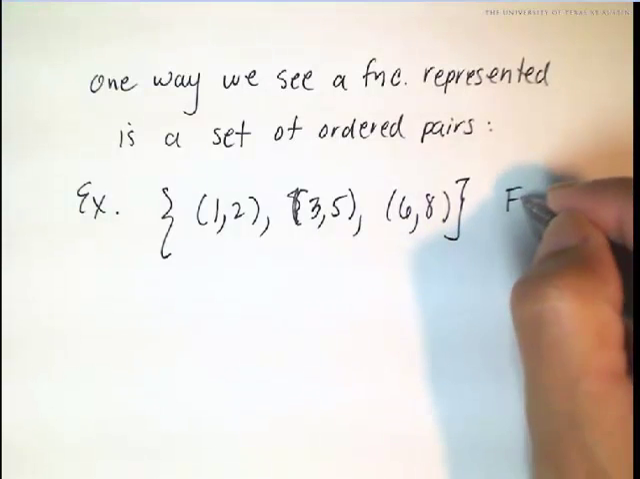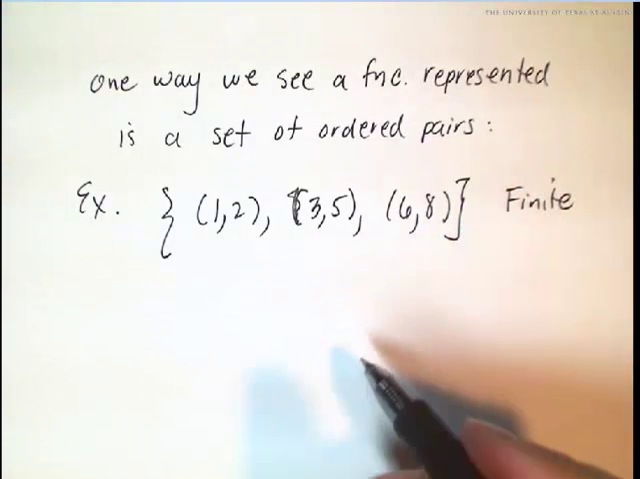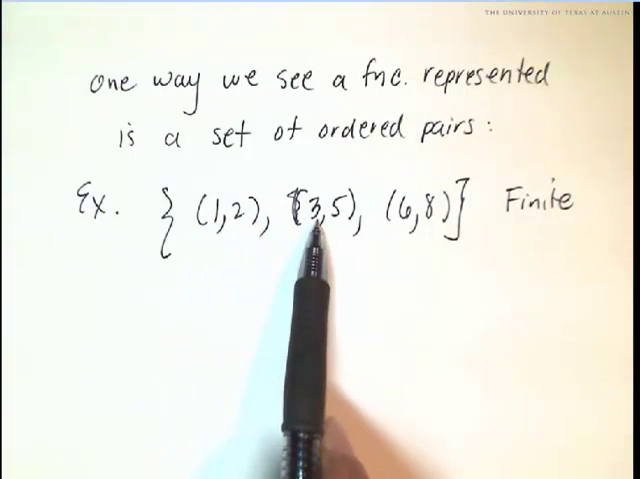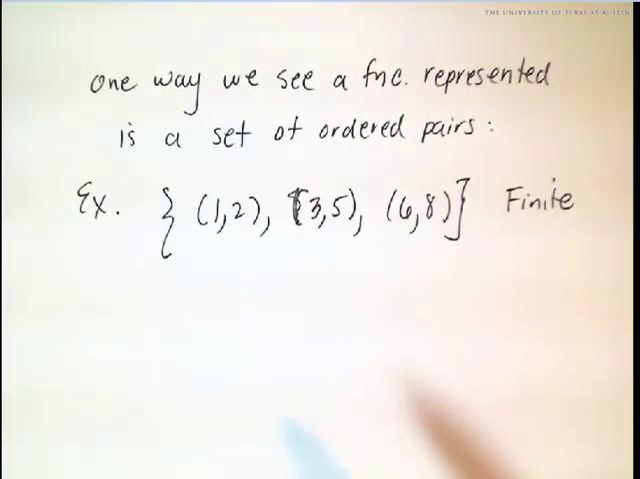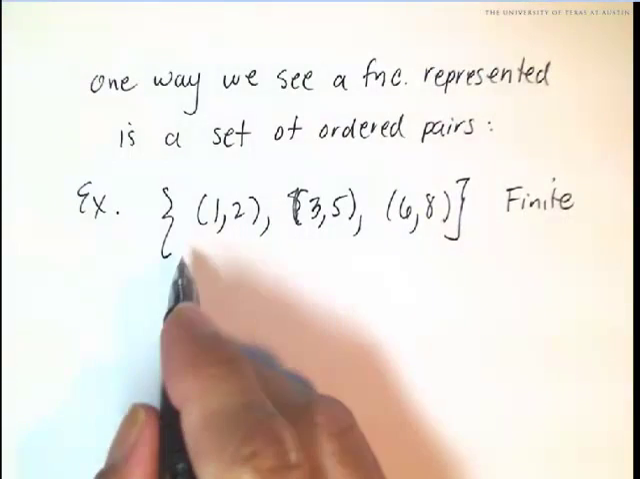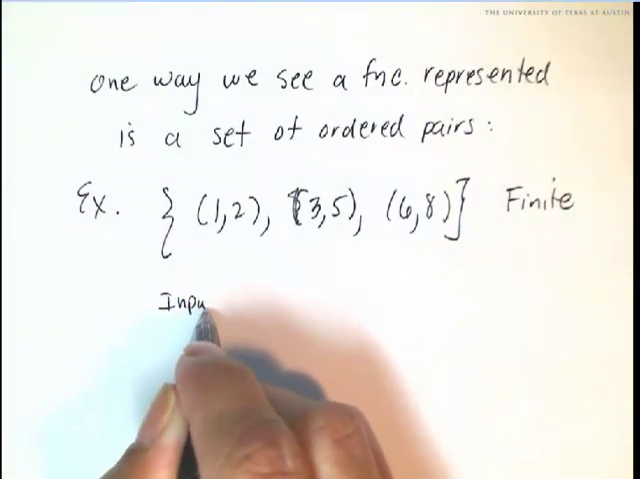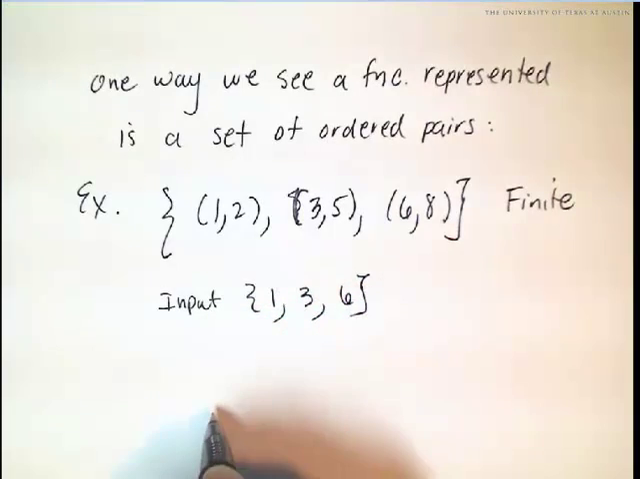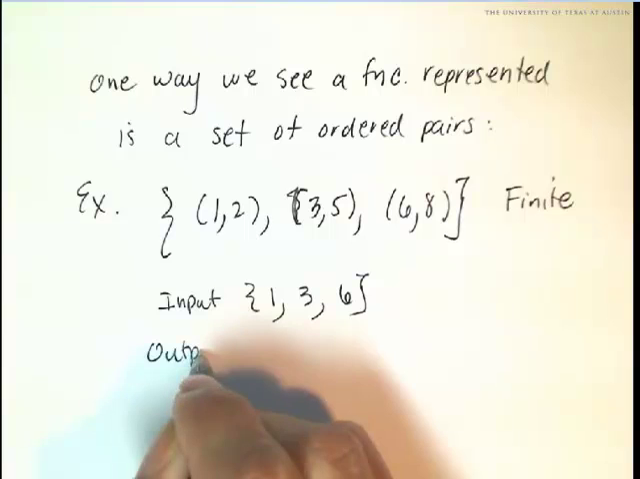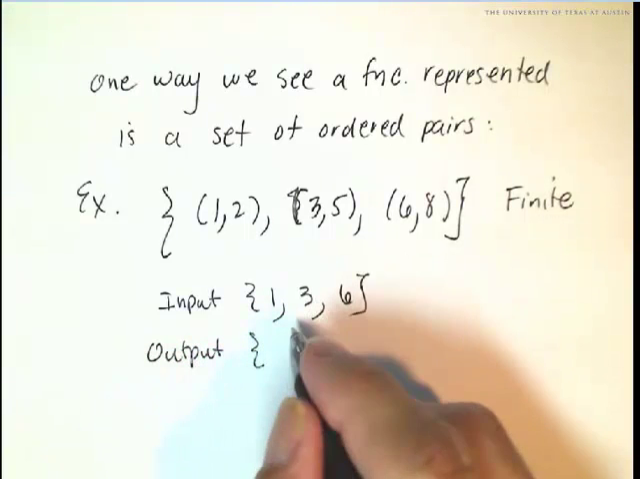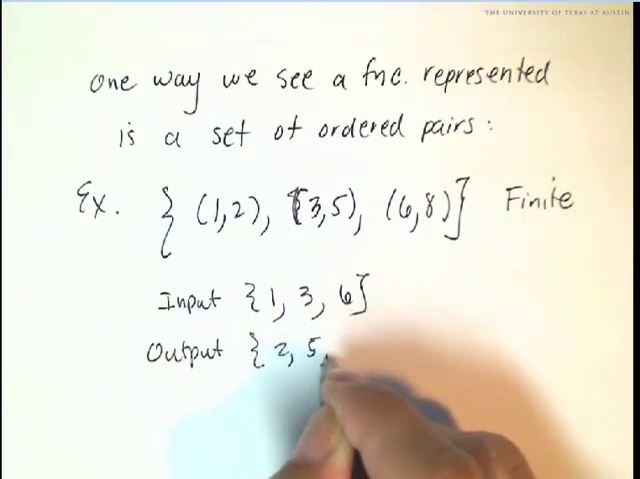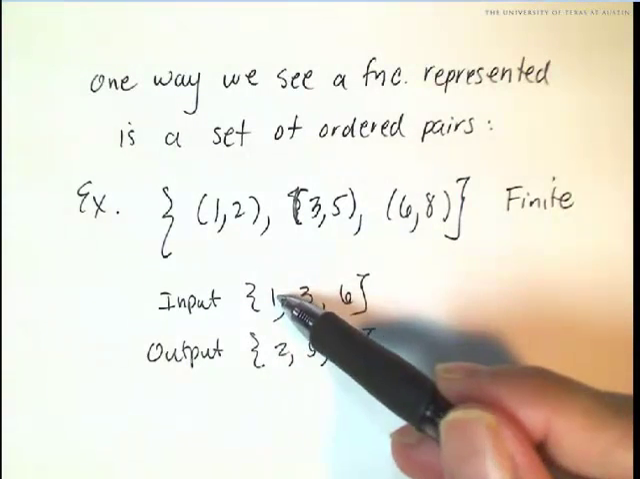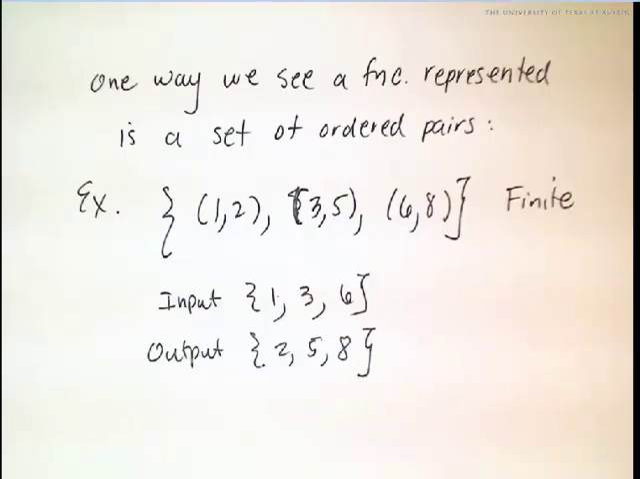It's a finite set, but notice my definition is satisfied. For each input, there's exactly one output. Okay? So in this case, if I were to list my input values, 1, 3, 6, and list my output values, I would have 2, 5, 8. So for each input, there's exactly one output.